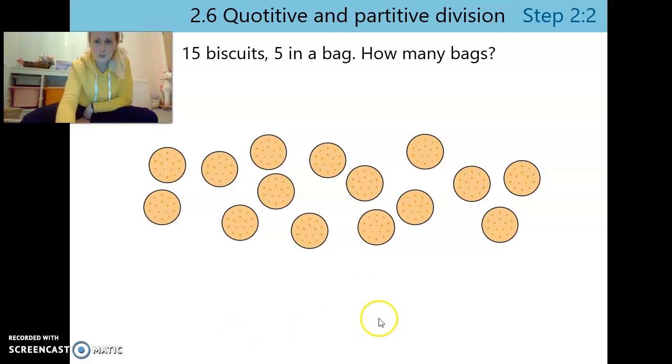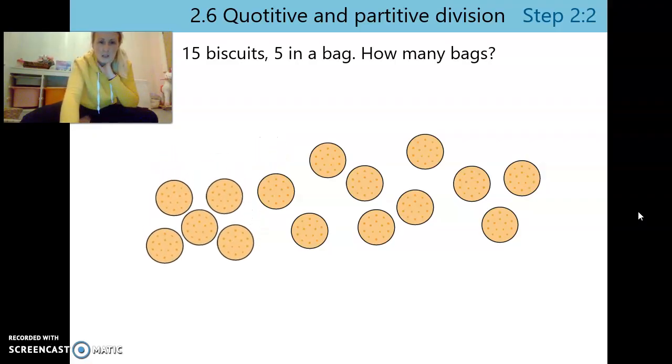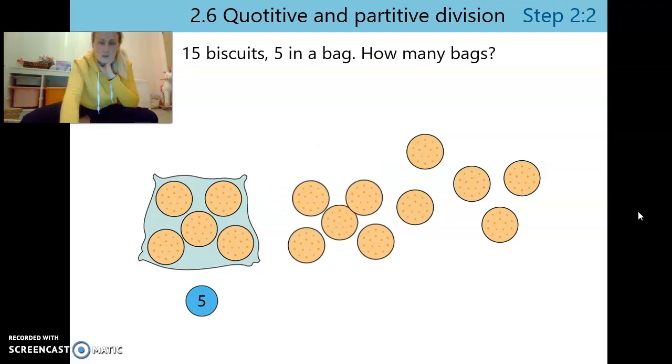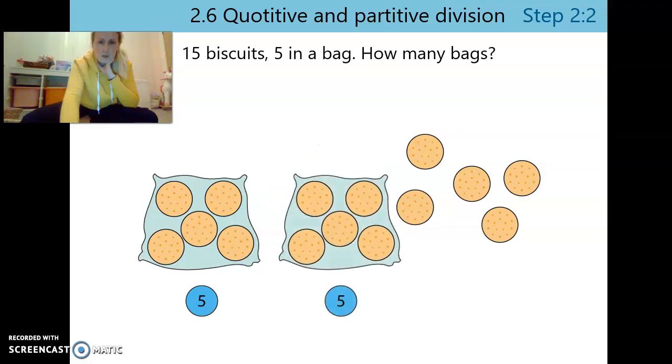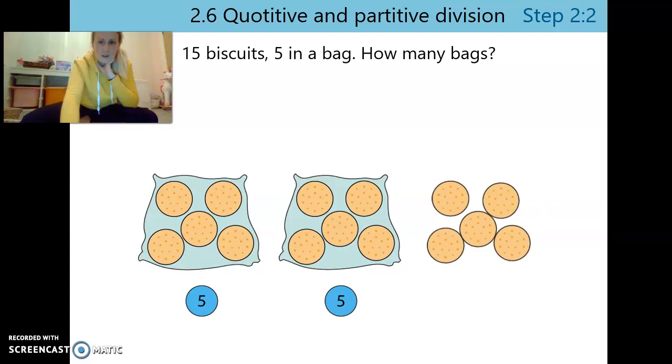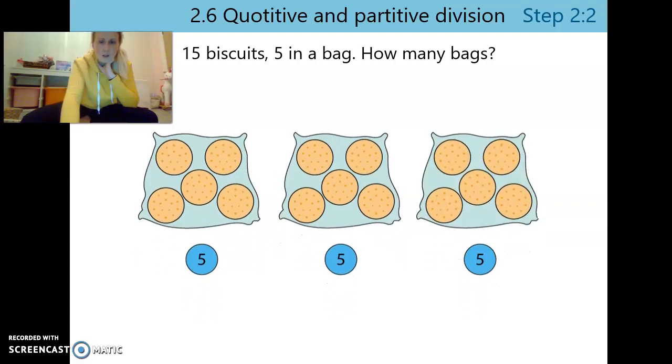Let's have a look. 15 biscuits, 5 in a bag. How many bags? We know we had 3, didn't we? Let's see if it shows us here as well. Can you see it moving? They're moving and putting them into a bag, aren't they? Well done.